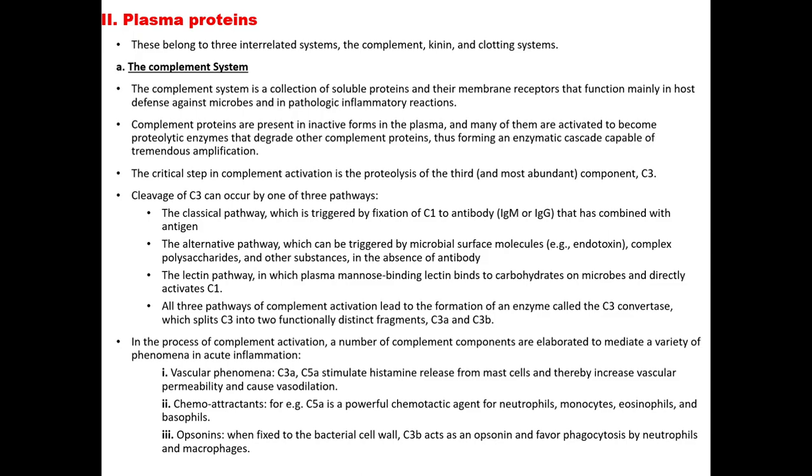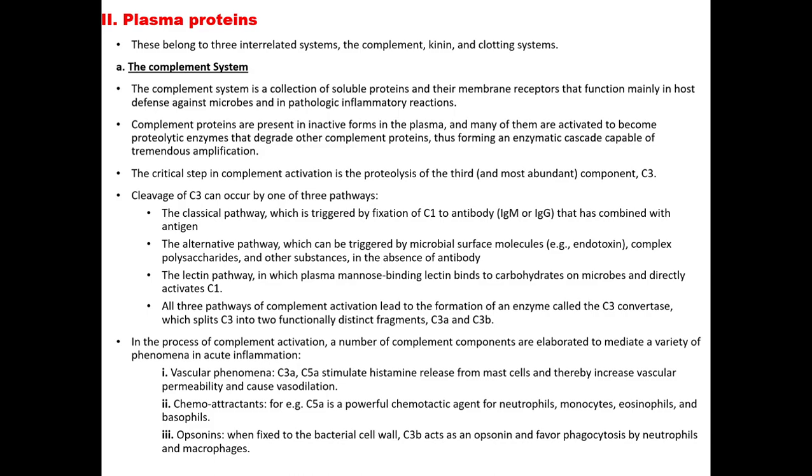The critical step in the complement activation is the proteolysis of the third protein, which is C3, the most abundant component. So cleavage of C3 occurs by one of three pathways. Either we have the classical pathway, triggered by fixation of C1 to antibody, either immunoglobulin G or M, that has combined with the antigen. So an antibody-antigen complex forms and C1 sits on it, and after it is fixed to the antibody-antigen complex, it causes cleavage of C3. This is the classical pathway.